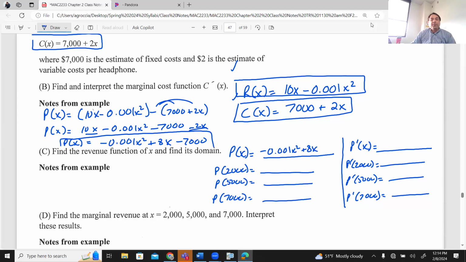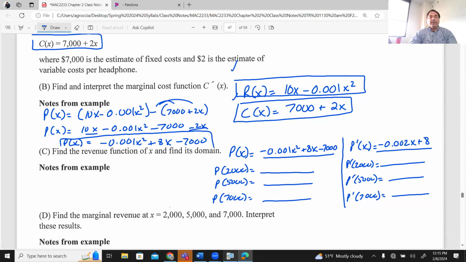Okay, so I did this problem specifically to test your algebra. Once you have profit, we can then find the derivative of profit, which will be marginal profit, which would be negative 0.002x plus 8. To save a little time, we're going to do all of it at the same time, and we'll just have more of a discussion about what it all means instead of writing it down. But I'll be happy to write it down if you need me to.